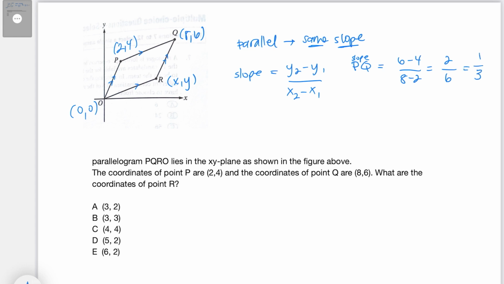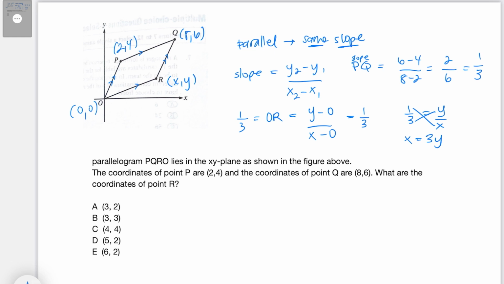Now, how do we use that to find R? We know the slope, so our slope is 1/3, right? That's the same. PQ and OR have the same slope. So 1/3 is going to be the same slope for OR, and now I need to put change in Y, so it's Y minus 0, over change in X, X minus 0. So 1/3 equals Y over X. I can reorder that, cross multiply. I get X equals 3Y.